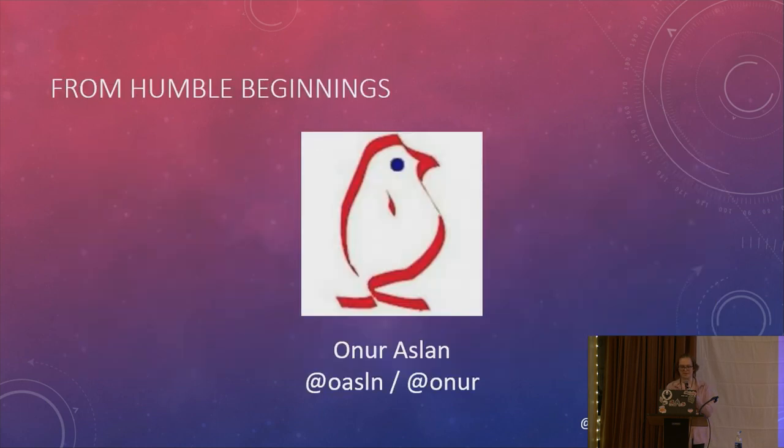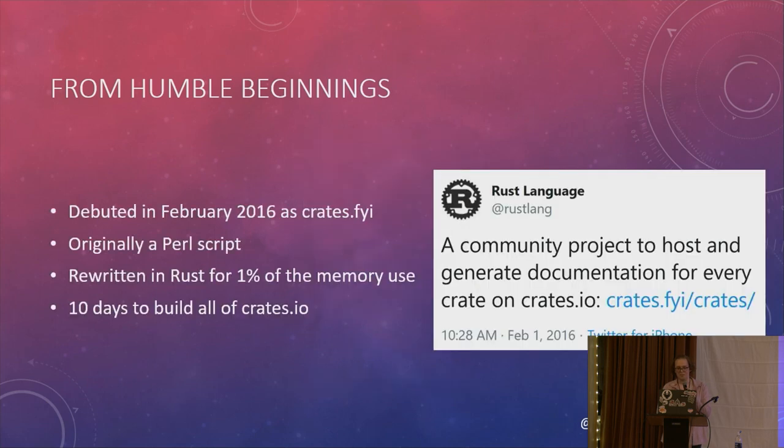So back in 2016, someone named Onur Aslan, whose name I probably just butchered, wanted to have documentation for everything. At this point, there wasn't really any centralized documentation solution. Everyone either hosted their own docs or didn't have a documentation link in their library information. He came from the Perl world and liked how CPAN had documentation for everything. And so he wanted to give this a shot for Rust.